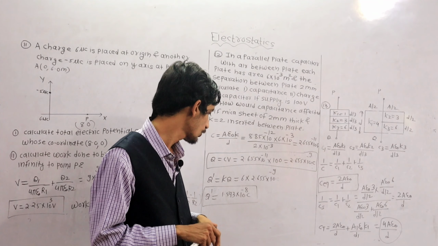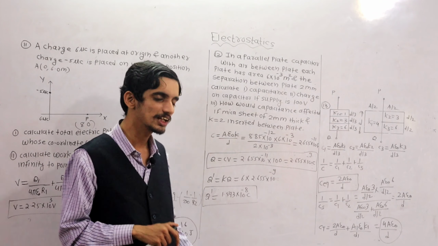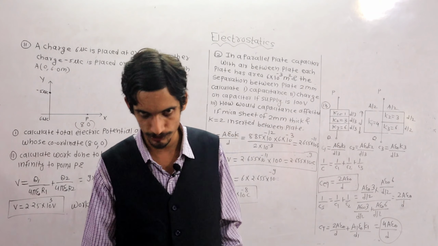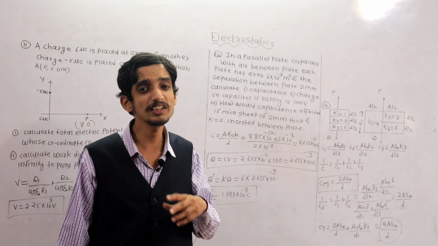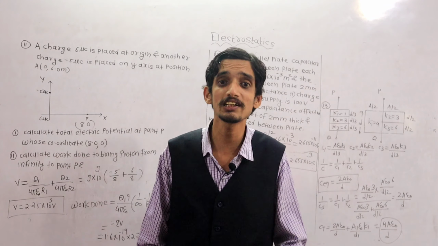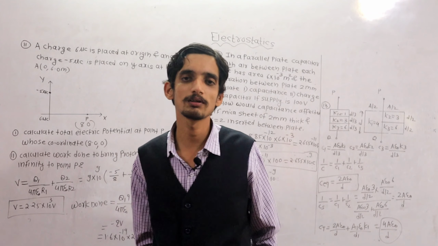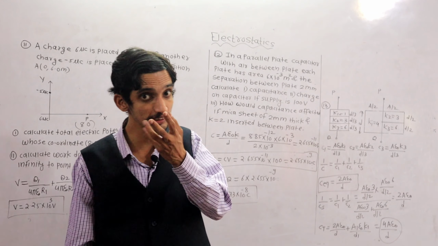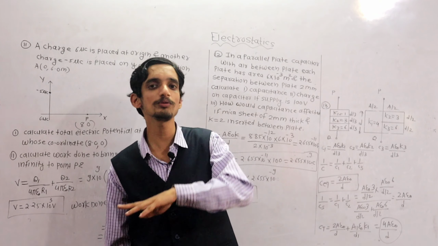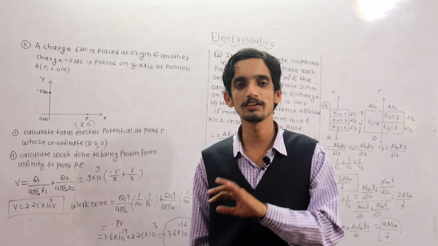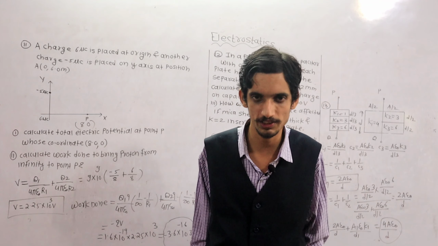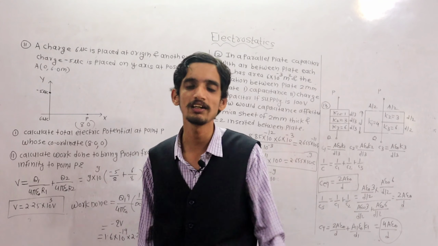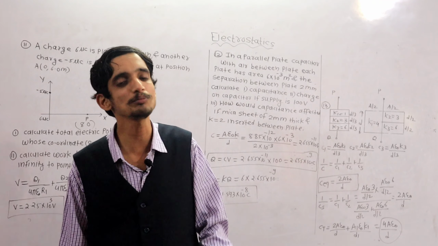So Q dash is 1.593 into 10 raised to minus 8 coulombs. But the important point is, they have mentioned that the supply voltage is not disconnected and you inserted the mica sheet. If you disconnected the supply and inserted the mica sheet, then the original charge is equal to the new charge. There is no change in the charge. But here the supply is still connected. That's why the charge becomes K times Q.